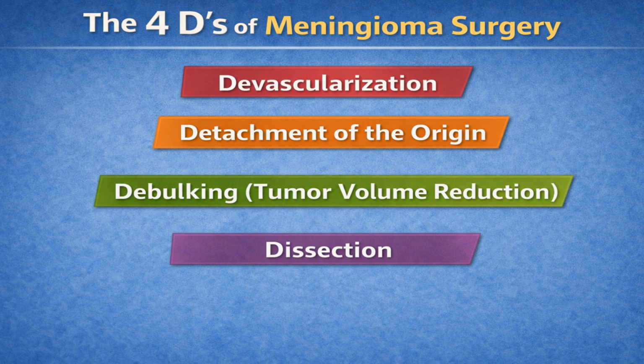In some cases, partial tumor dissection may be performed before devascularization. In certain situations, tumor volume reduction, debulking, can be carried out before the other steps.